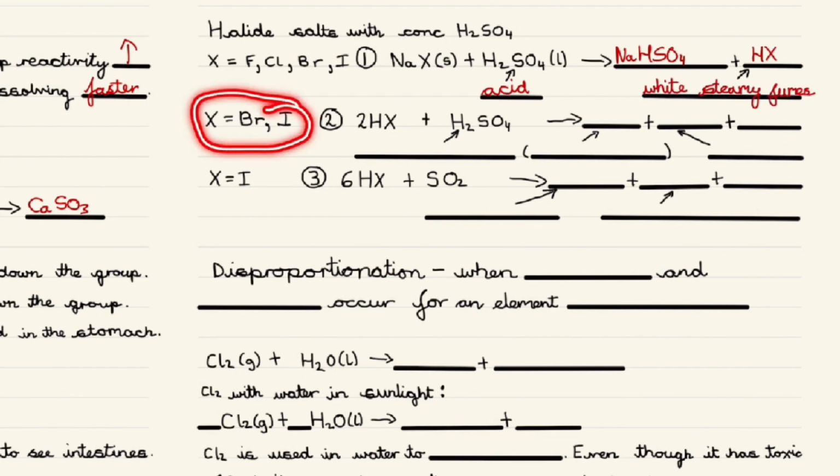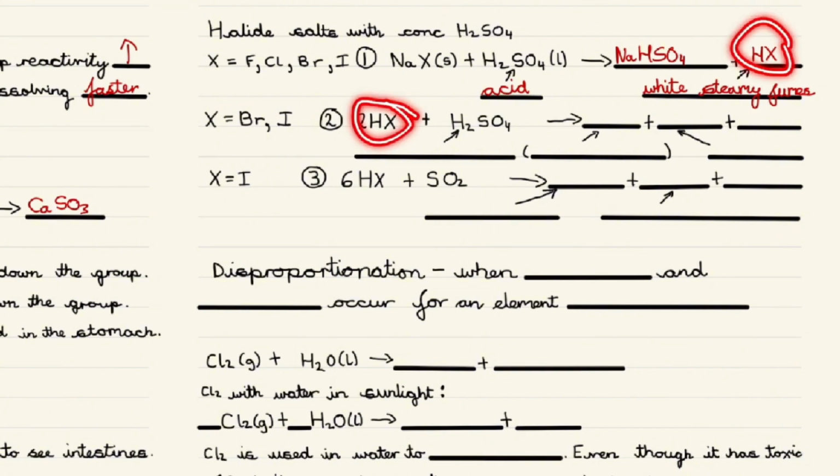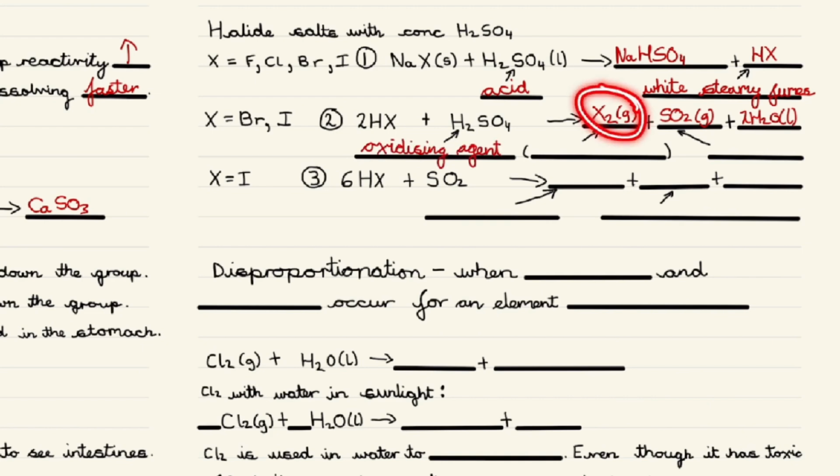Okay, so bromine and iodine both do the second step, which is the acid that you form in step 1 plus sulfuric acid forming the halogen plus sulfur dioxide plus water. And now in this reaction, the sulfuric acid is acting as an oxidizing agent. And also you need to know that if we have bromine here, we're going to form orange fumes. And also sulfur dioxide is colorless.